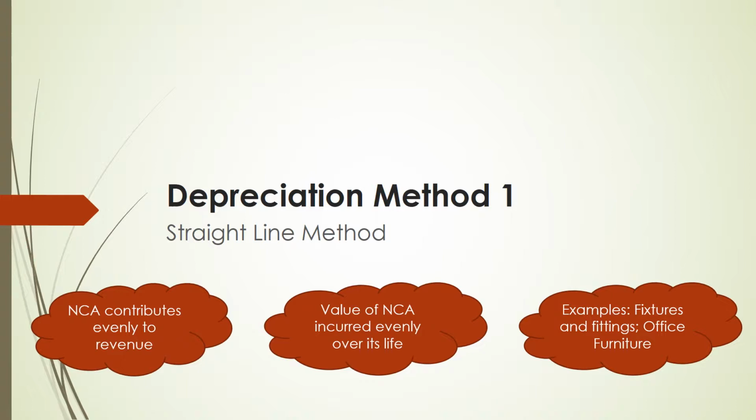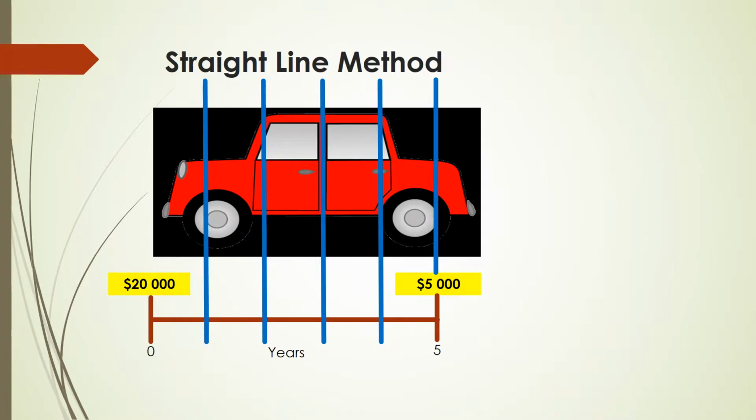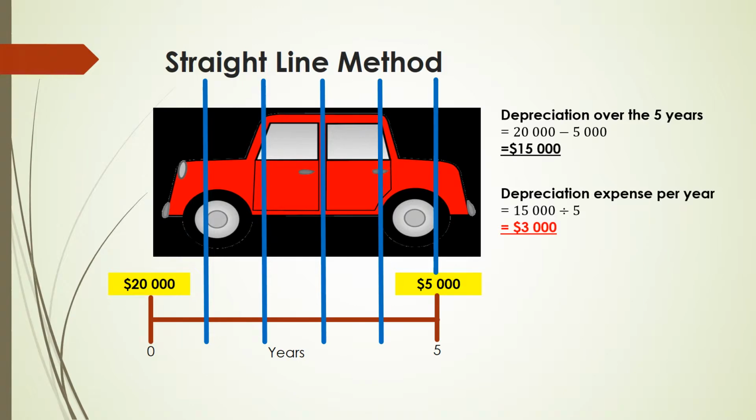the generation of revenue. So let's calculate the depreciation using the example of our car that we've purchased for $20,000 and has an estimated residual value of $5,000 at the end of 5 years. The depreciation over the 5 years would be $15,000, while the depreciation expense per year works out to be $3,000. And to calculate this, we take the $15,000 depreciation divided by the useful life of 5 years to give us a $3,000 depreciation expense per year. So here we can see that we are depreciating the car by $3,000 every year evenly.